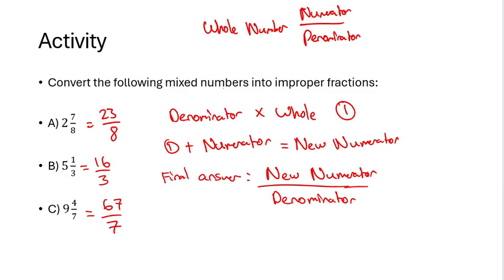Now, in my next slide here, I've written out the process as to how you would do it. So I've written it as whole number, numerator, denominator. And what you do is denominator times whole number. This is number 1. And then whatever you find from number 1, you're going to add it to the numerator, which is here. And whatever answer you get, that becomes the new numerator. So that means your final answer is just new numerator over denominator. So if you just follow these steps, you'll convert mixed numbers into improper fractions every single time, okay?